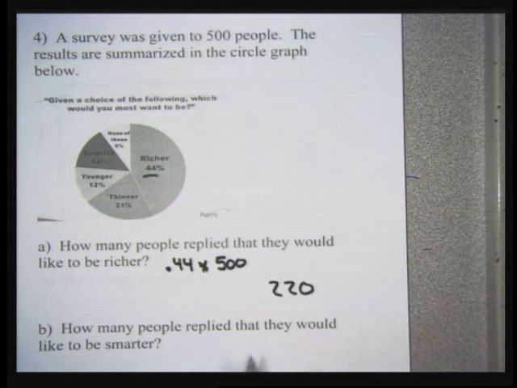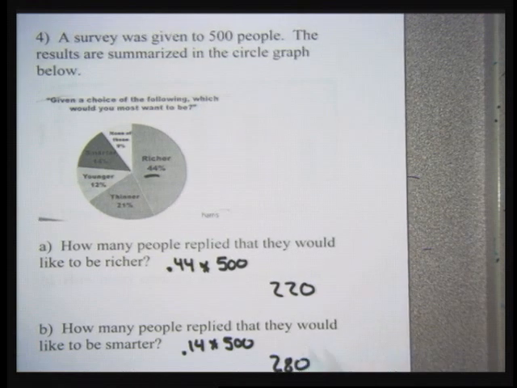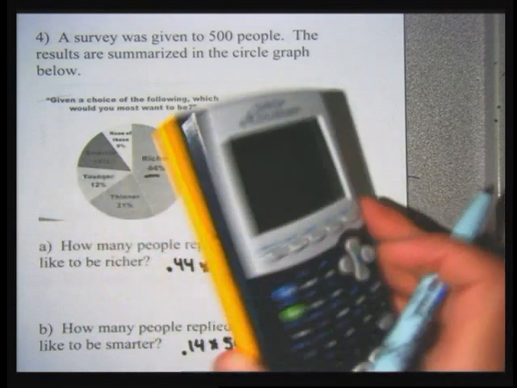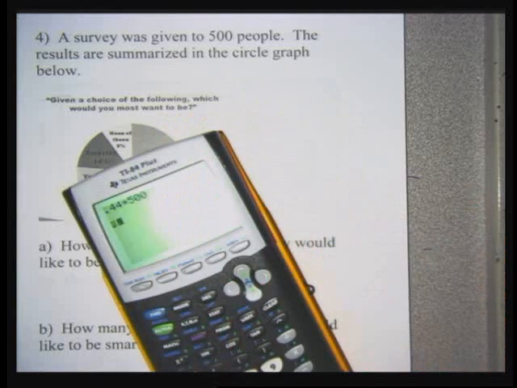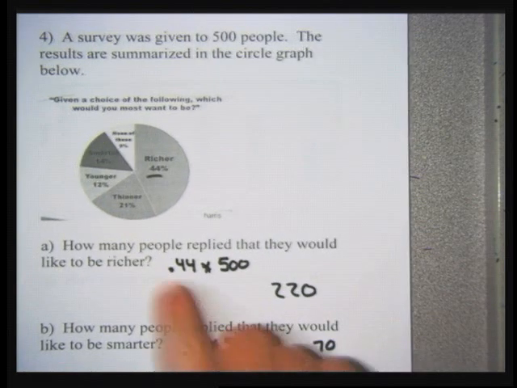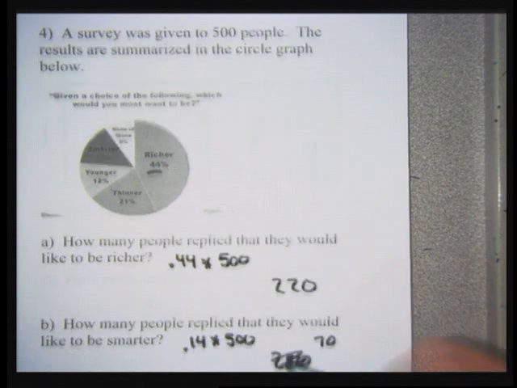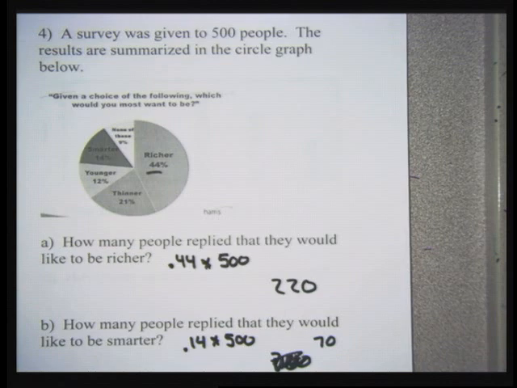How many said they'd like to be smarter? Well, 14% said they'd like to be smarter. So 14% as a decimal is 0.14 times 500 is going to give me the number of people, which I think is 280, but I'm not going to do that right off. So 4b, 0.14 times 500, it's 70, so idiot. So I couldn't even do that in my head. Sorry about that. Who knows why I thought that was the right answer. Well, good that I used my calculator. So 70 people said they'd like to be smarter.